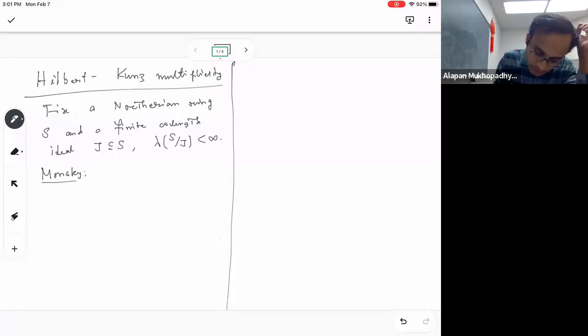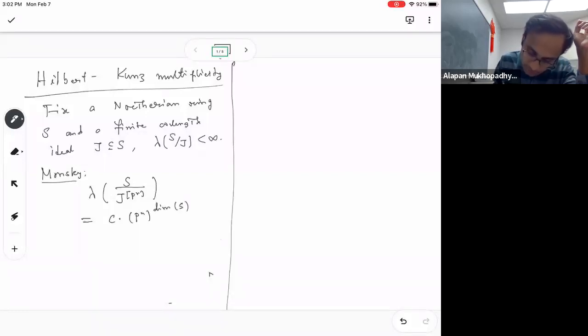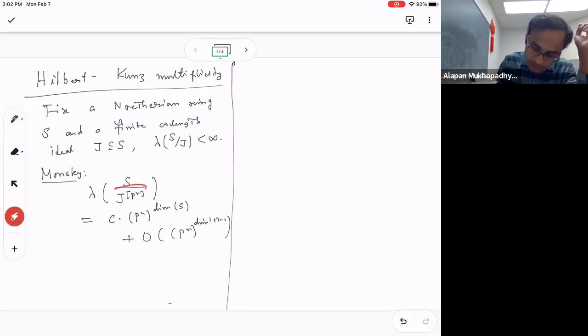If you look at this quantity, the length of S mod J to the power P to the N, I will explain what I mean by J to the P to the N. This grows as a constant times P to the N times the dimension of S, and then the rest will grow much more slowly, as P to the N times the dimension of S minus 1. What do I mean by J to the P to the N?